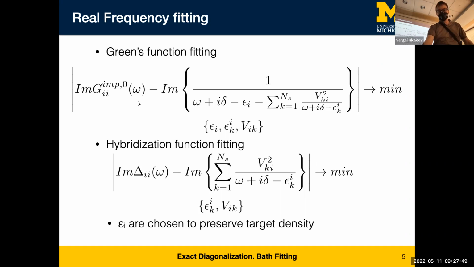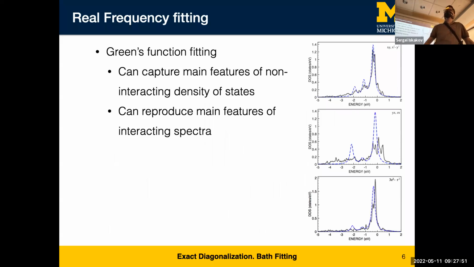So basically, here is an example of the Green's function fitting for the impurity problem. This is the LDA spectra for the cobalt atom on platinum, and you have these features for some orbitals. For the xy and x square minus y square, I would say this fit is kind of okay. The same for the z square minus r square. For yz, xz, it's kind of poor, but it is what it is.